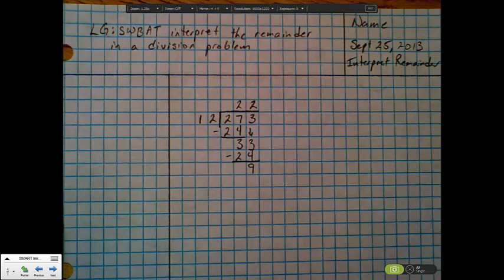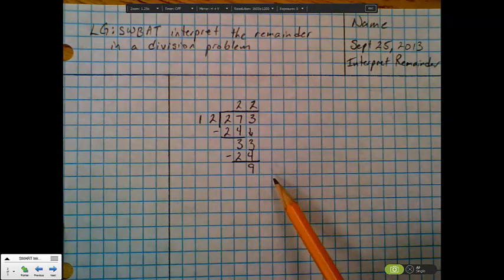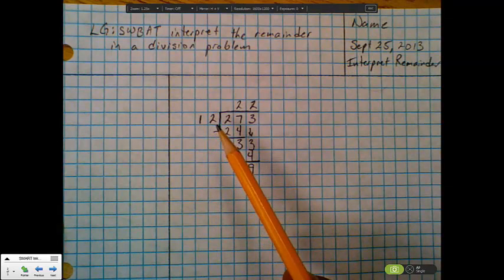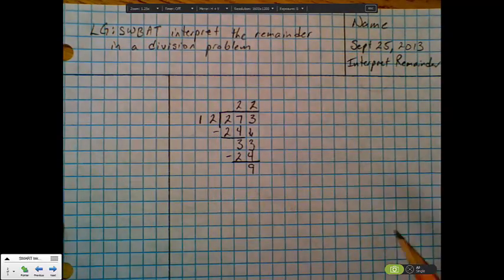And then I've gone ahead and worked out the problem. So we're going to hike a total of 273 miles, and we wanted to hike for 12 days, and we wanted to know how many miles we would hike each day. So when you work that out, you get an answer of 22 with a remainder of 9. Well, we said we can write that as a fraction, where we take the remainder and put it in the numerator of the fraction, and then we take the divisor and put it in the denominator. And so it would look like this.